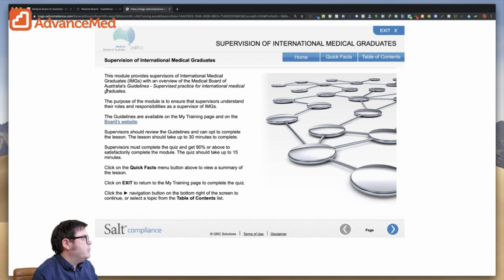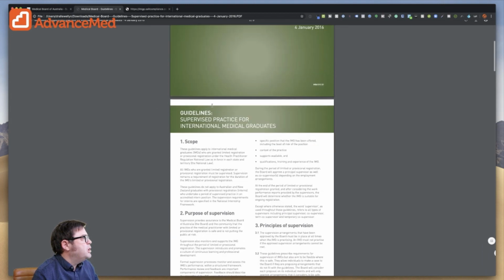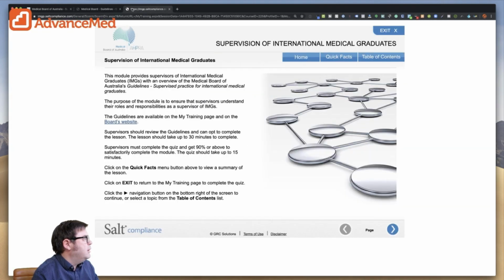Supervision of International Medical Graduates. Purpose of the module is to ensure that supervisors understand their roles and responsibilities. The guidelines are available on the My Training page. Yep, I've got them open here. Put them back up to the top there. Maybe page 2. Okay, should review the guidelines and opt to complete the lesson.